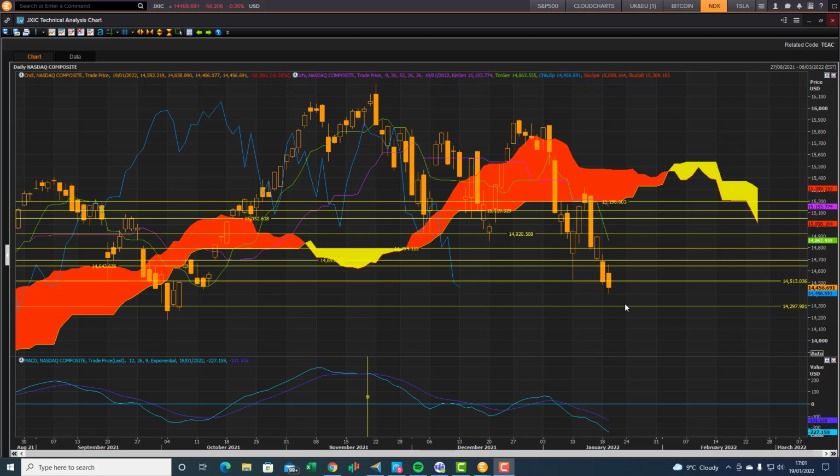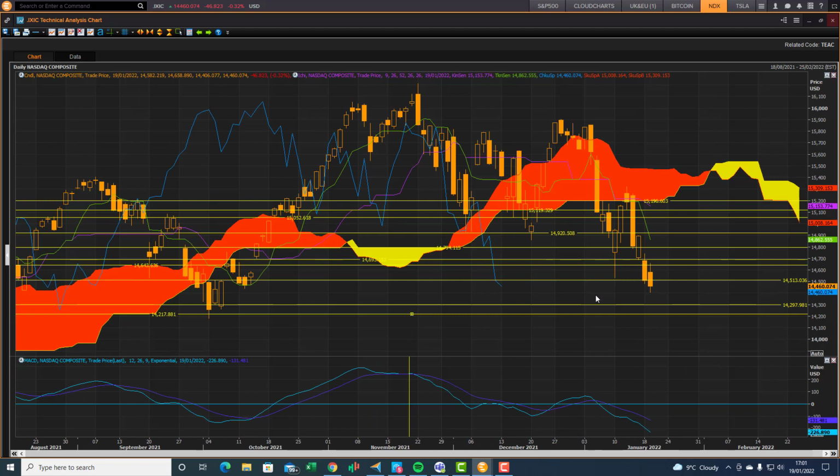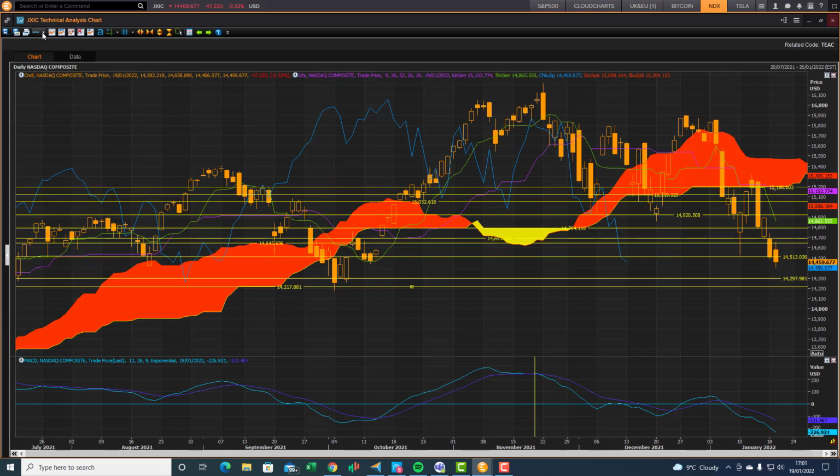Key levels to watch out for to the downside are the support levels from old cloud chart levels. If we see this level here, that's a key support zone, as well as the top end of the cloud here. That failed, the 14,643, that level failed there, and now we're looking at these other levels, 14,297 and 14,217. So these are the downside risk targets in the current correction of the Nasdaq, as well as the bottom end of the cloud here.